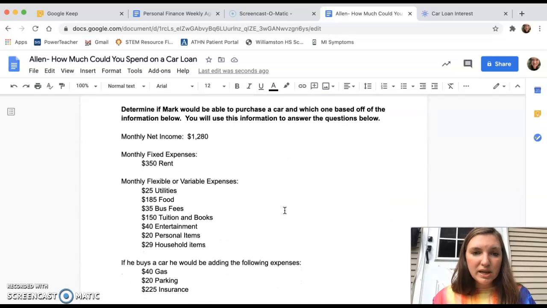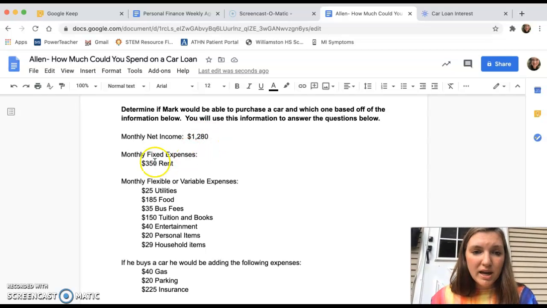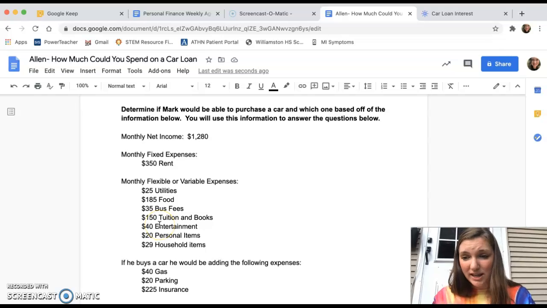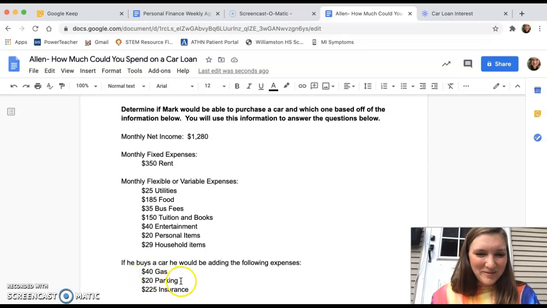Then what you're going to do is calculate how much money Mark actually has to spend on this car. So you're going to start with his monthly net income, and you're going to subtract each one of these things from it. And then you're going to have to take into account that when he buys the car, he's also going to have to start paying $40 a month for gas, which is a low estimate actually, $20 for parking, and $225 for insurance.